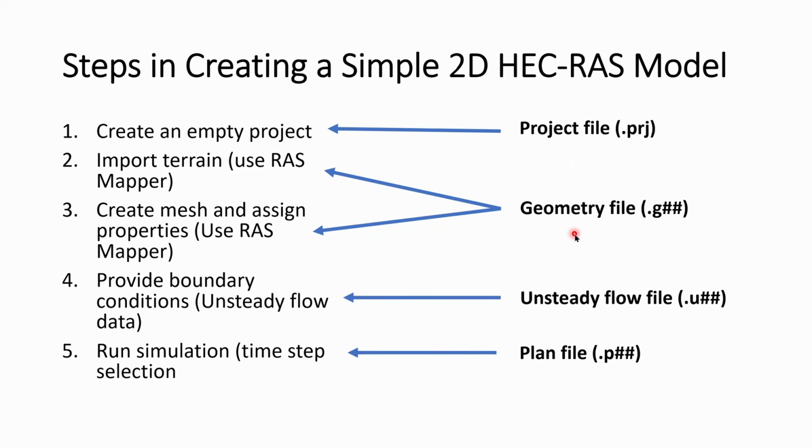We have project file, geometry file, unsteady flow file, and plan file. Now I said simple 2D model. Even for the complex 2D model, the steps are still the same. The only difference is going to be the refining of mesh, more break lines depending on what kind of terrain and structures you have in your model, and also maybe different boundary conditions for each structure.